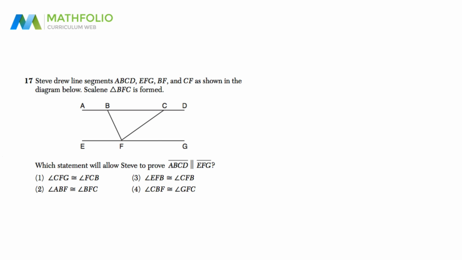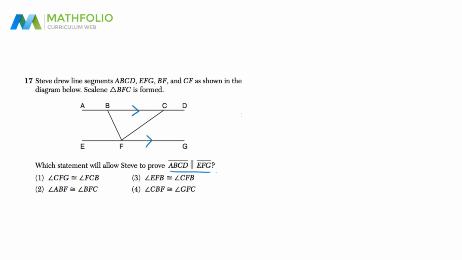Okay, question 17. Steve drew line segments ABCD and EFG and BF and CF as shown below. And then it says that this is a scalene triangle. Which statement will allow Steve to prove that ABCD, which is the one at the top, is parallel to EFG? So we want to be able to prove this. Now, how could we possibly prove this? Let's think.